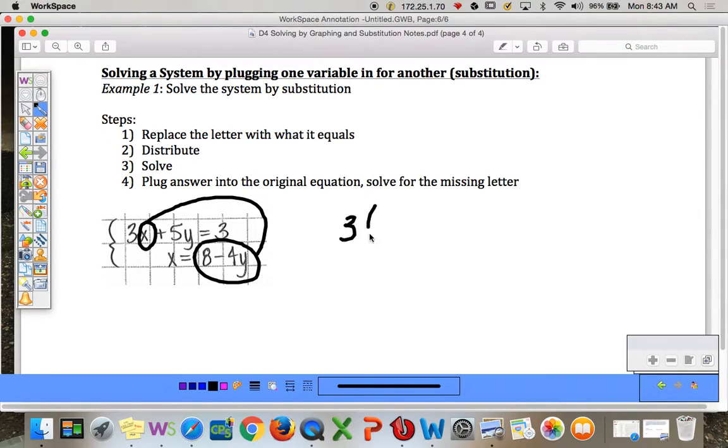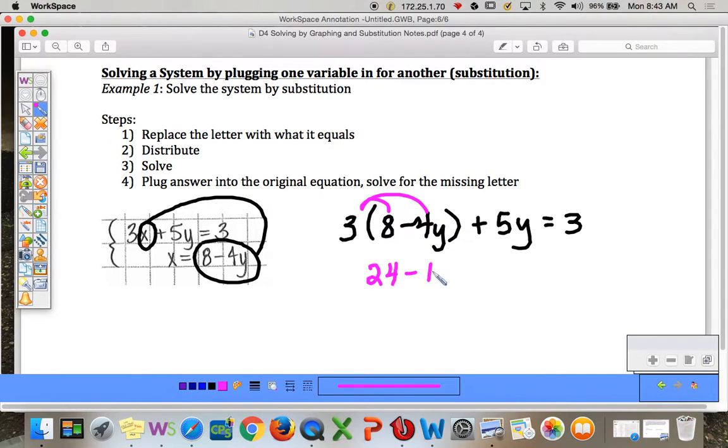3 times, and use parentheses when you plug in: (8 minus 4y) plus 5y equals 3. So first step, plug this 8 minus 4y in for x. Now we only have y in our equation and we can solve. So let's distribute. We get 24 minus 12y plus 5y equals 3.